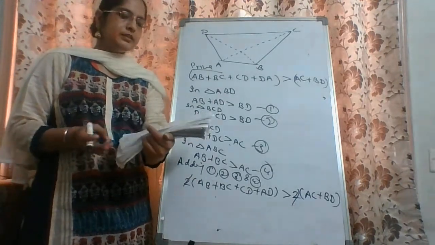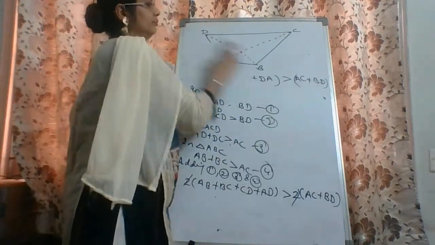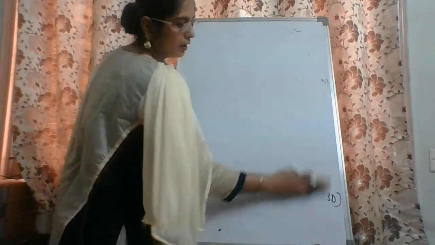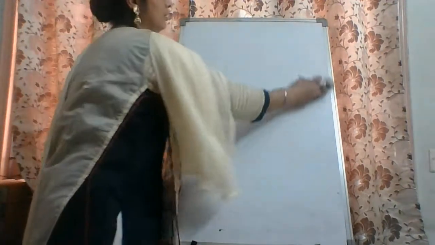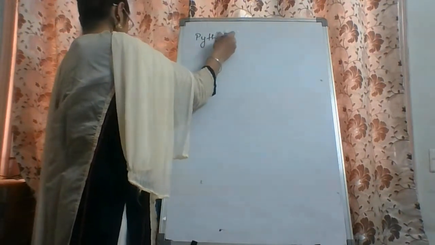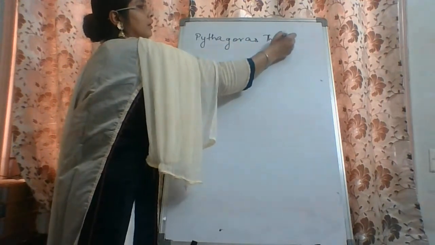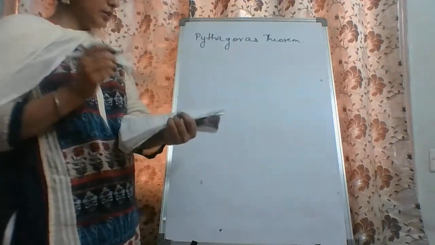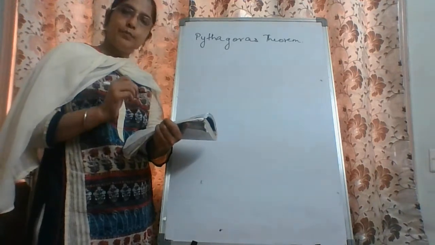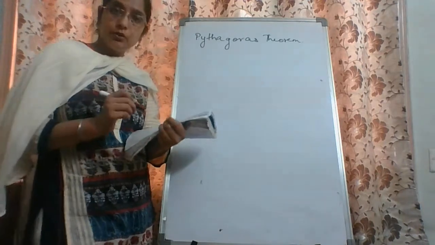So, let us now come to the Pythagoras theorem. What is the Pythagoras theorem? In a right angle triangle, the square of the hypotenuse is equal to the sum of the squares of the remaining two sides.